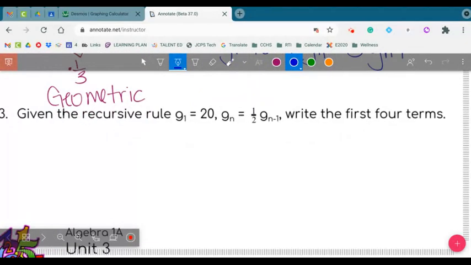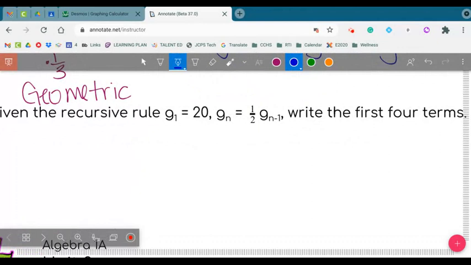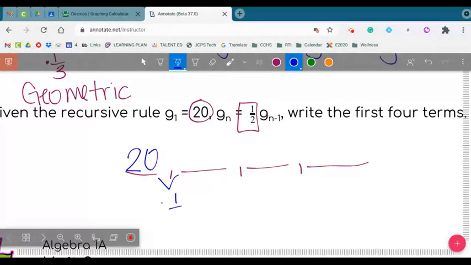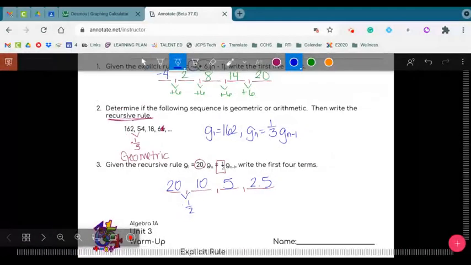Okay, the next one says given the recursive rule, write the first 4 terms. So our first term is 20, and then we're multiplying by 1/2. So our lines, 20, we're multiplying by 1/2. Half of 20 is 10, half of 10 is 5, and half of 5 is 2.5. So that would be my first 4 terms for this sequence.